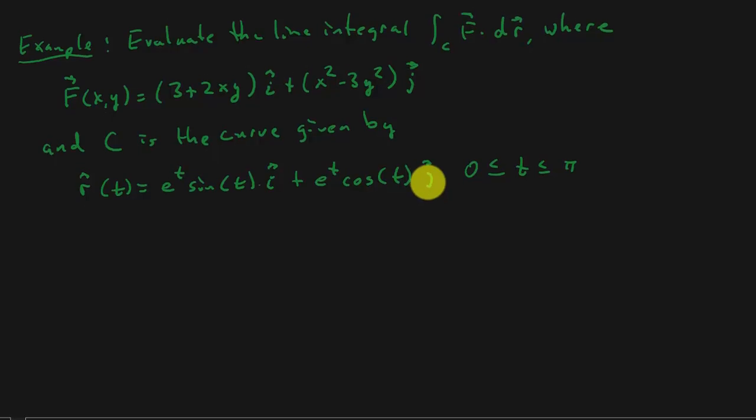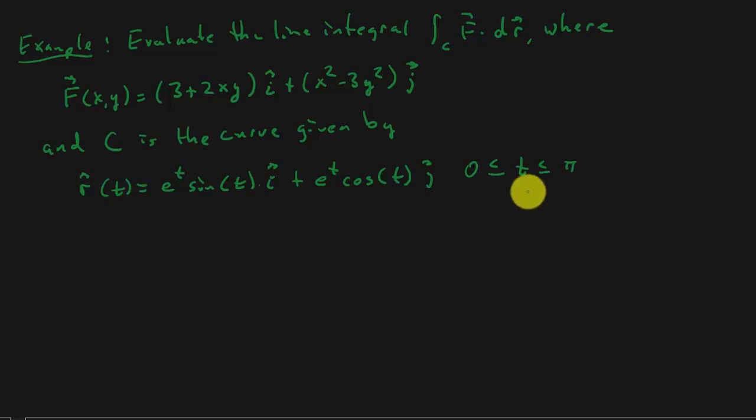Okay, so here's one where we're going to work it completely out. I think it's the same problem that we just did. Yeah, it's the same problem, but this time they give us a curve. Okay, so it says evaluate the line integral where f of x, y is equal to 3 plus 2xy i plus x squared minus 3y squared j, and C is the curve given by this.